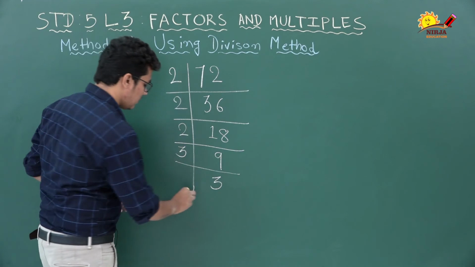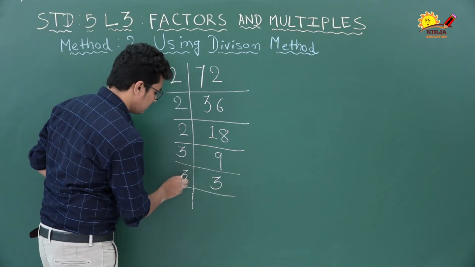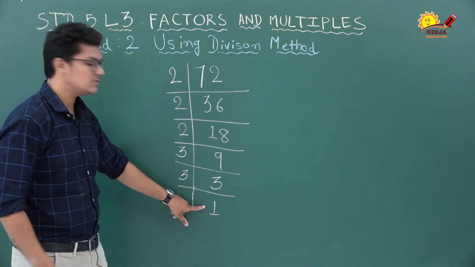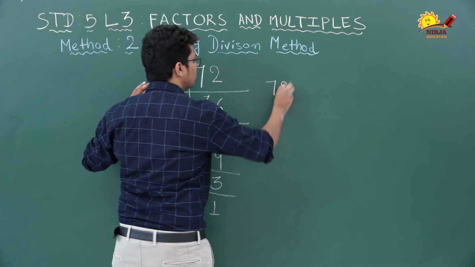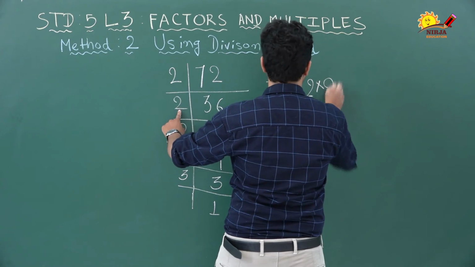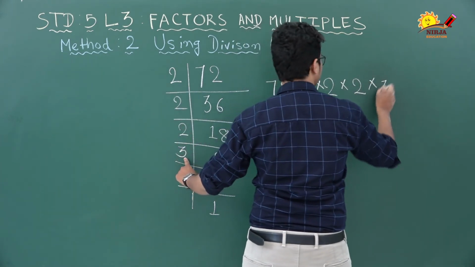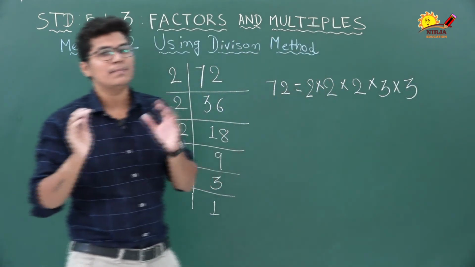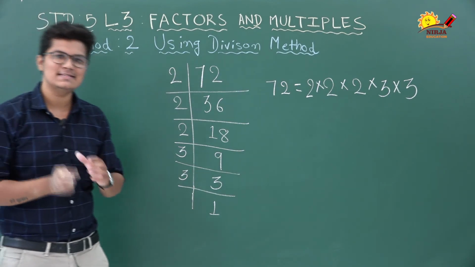We got the number 9. Now the last is easy. 3 1s are 3. Okay, so we got 1 in the end. So here our division ends. So prime factorization of 72 equal to 2 multiplied by 2 multiplied by 2 multiplied by 3 multiplied by 3. Okay, so doing prime factorization with the division method is also very easy, right?